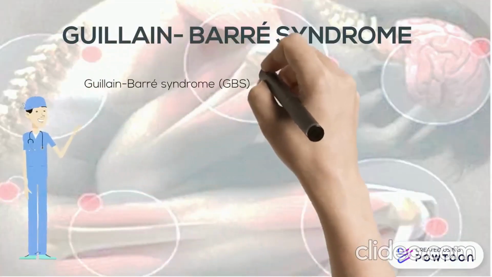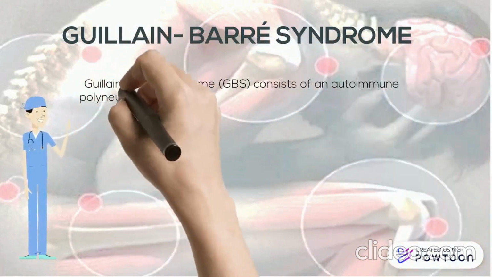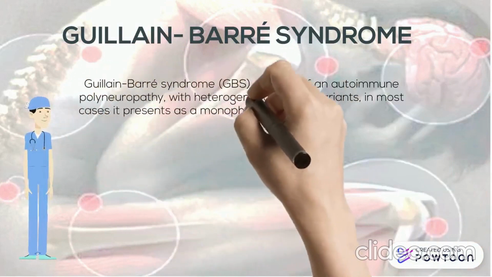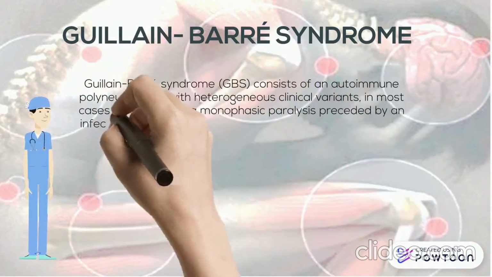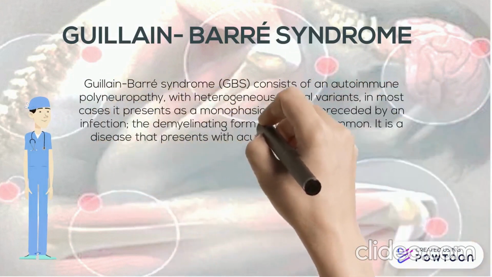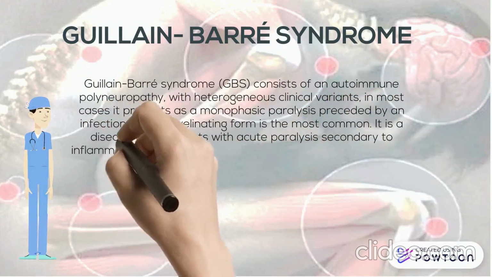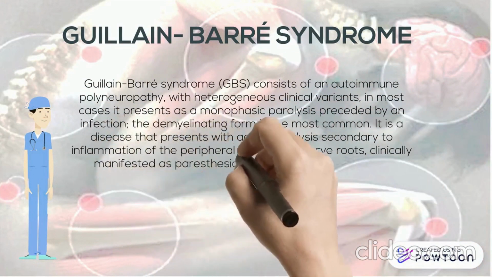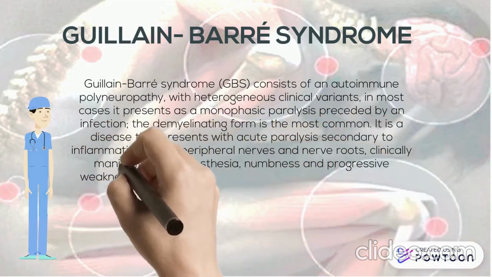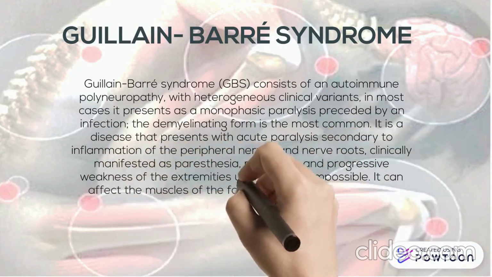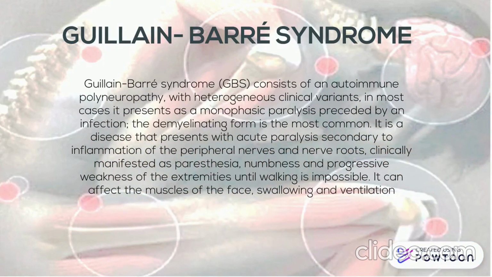Guillain-Barré syndrome, GBS, consists of an autoimmune polyneuropathy, with heterogeneous clinical variants. In most cases it presents as a monophasic paralysis preceded by an infection. The demyelinating form is the most common. It is a disease that presents with acute paralysis secondary to inflammation of the peripheral nerves and nerve roots, clinically manifested as paresthesia, numbness and progressive weakness of the extremities until walking is impossible. It can affect the muscles of the face, swallowing and ventilation.